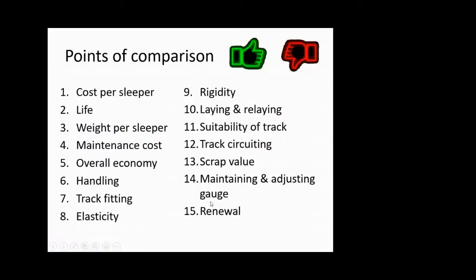Then we ended the lecture with points of comparison, where I told you to assume the scenario that you are a section in charge in railway and you are supposed to select the type of sleeper for your section. So you will be selecting that type amongst all the 6 or 7 whatever are available at that point of time, based on some parameters, and these are the parameters that we consider, the 15 parameters.